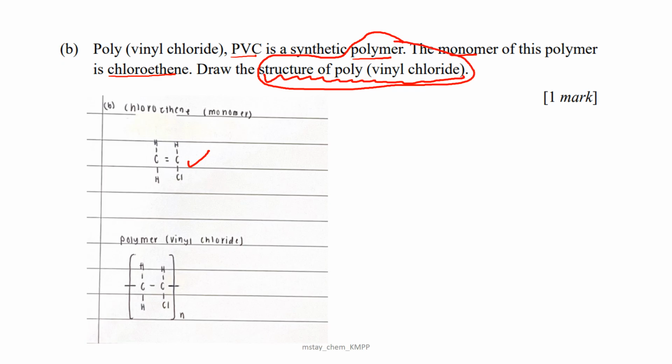So what you can do is break the double bond, form two new single bonds, and then make the bracket and put n at the bottom. So this is the structure for the polyvinyl chloride polymer. So we get 1 mark for this question.